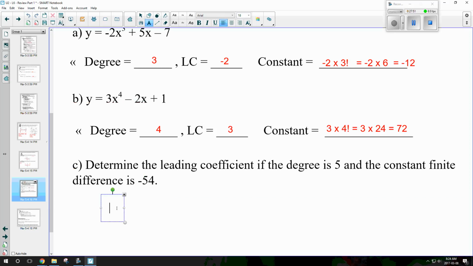So we're going to use our formula that the constant is equal to our leading coefficient multiplied by our degree factorial. We know that our constant is -54. We're looking for our leading coefficient of A, and we know that our degree is 5. So let's figure out what 5 factorial is. 5 factorial is 120.